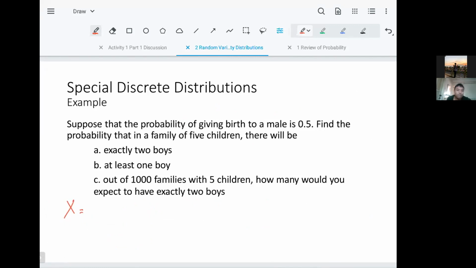Anyone want to give? Ano yung X? Anong binibilang natin? Number ng anak ba? Number ng lalaki? Number ng babaeng anak? Number ng parents ba? Number ng boys, di ba? So we're interested with the number of male children. That's why I want you to define this. Baka pag number of female children, pwede pa rin siyang tama, pero that's gonna be your point of reference. Lahat ng mga calculations, number of females yung interested ka. So number of male children para madali.